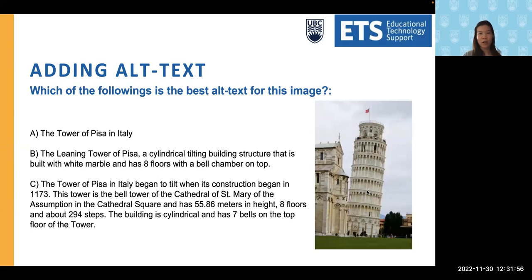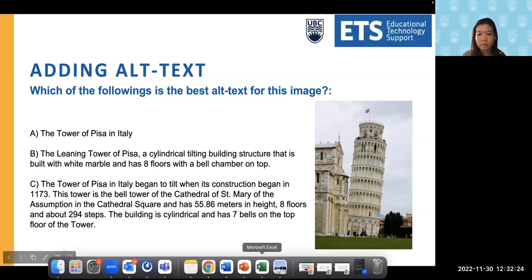Okay, so let's have a more interactive activity after listening to us for such a long time. For this image, let's pick the best alt text. So I will now pull up a poll. Okay, so now you should be able to see the poll. I will give you a couple of seconds. There are 3 options.